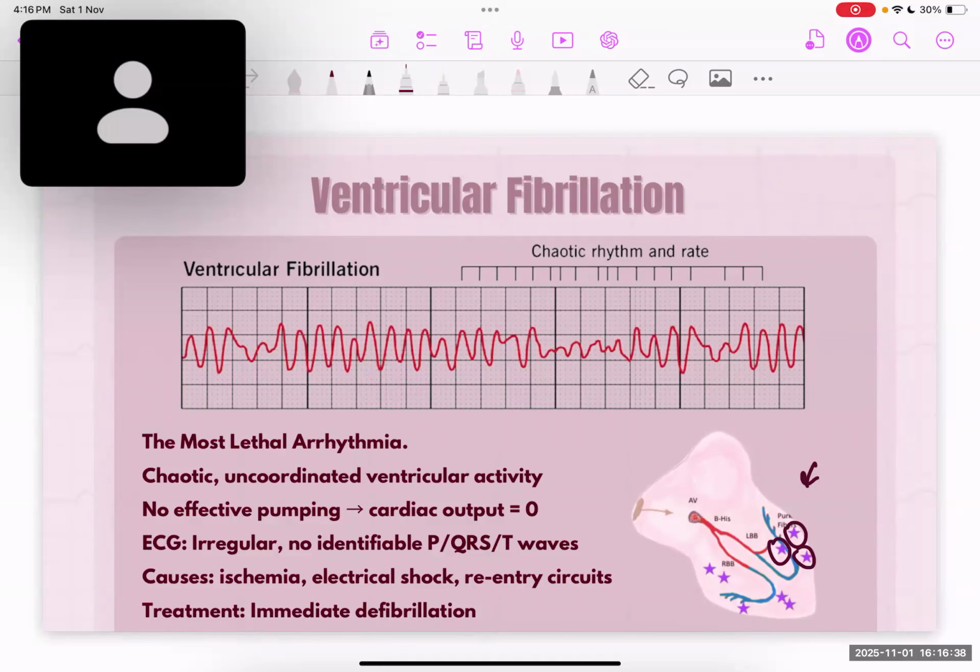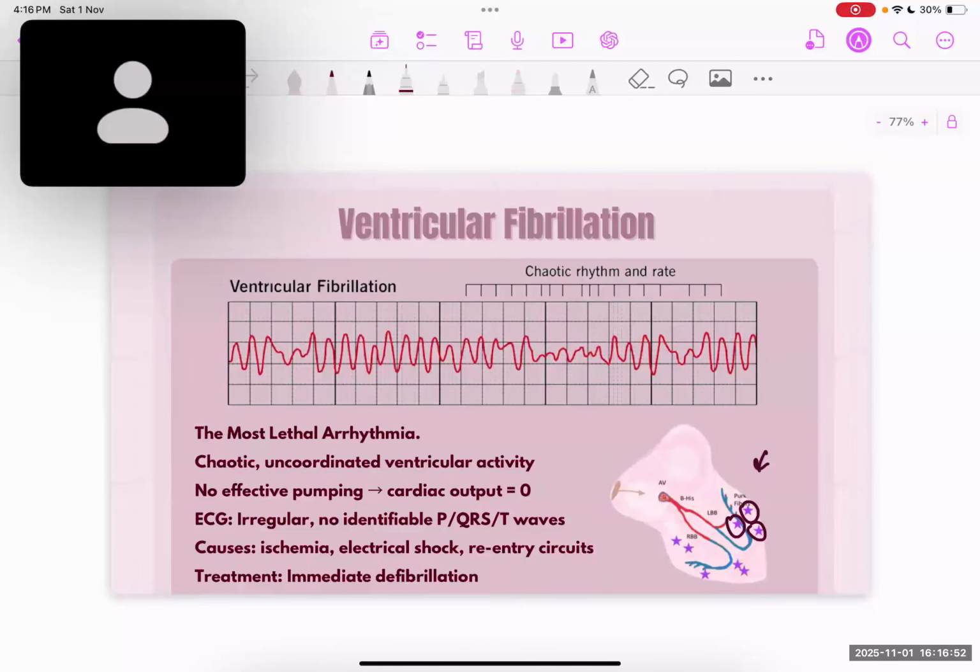And what are the causes of this? Ischemia, electrical shock, and re-entry circuits, which we're going to talk about. You need to immediately do a defibrillation. So you're going to shock the heart with electricity, or do CPR. You need to do something, otherwise it's deadly.